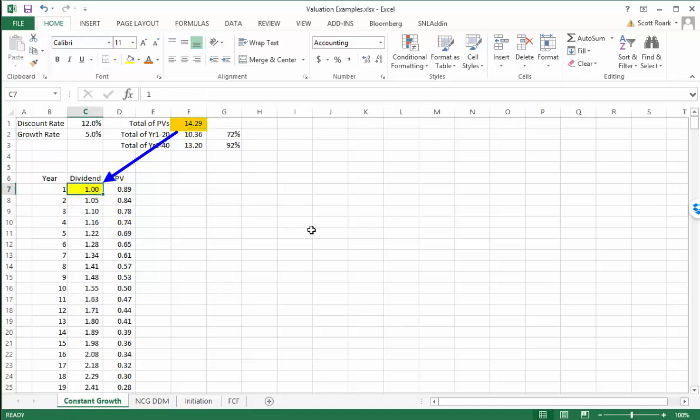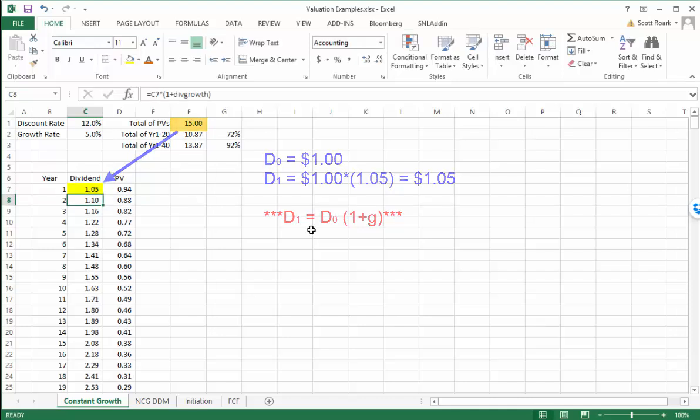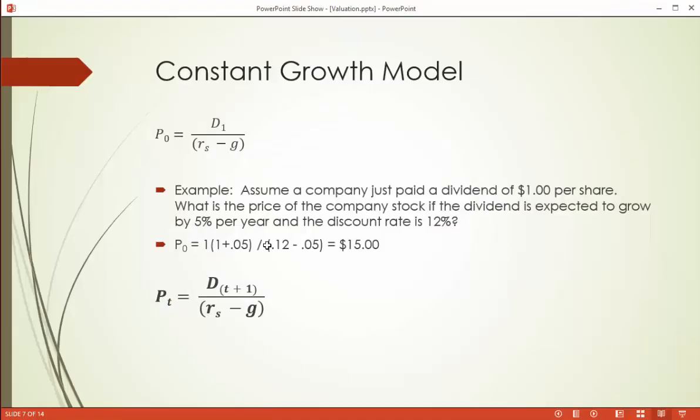My first dividend to be received at time period 1 is not $1. $1 was the dividend that was just paid. My very first dividend to be received in the future is $1.05. So if I change that input and let everything grow by 5% from then on, I do indeed get the present value of $15. So it's important to keep in mind what dividend you're talking about. Again, the code, dividend just paid, is equal to D0, and we need D1 for our valuation model.